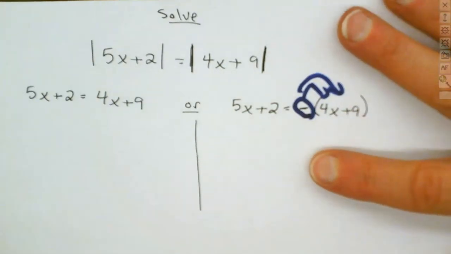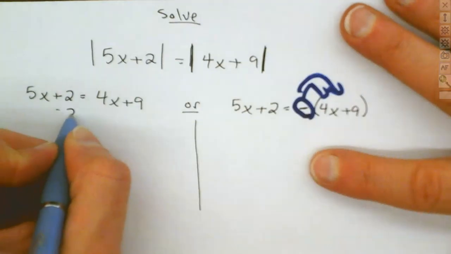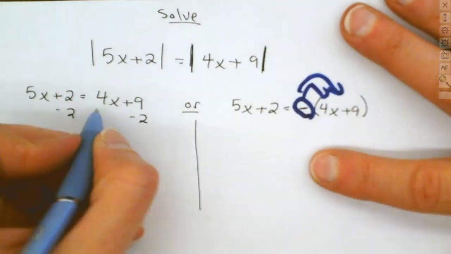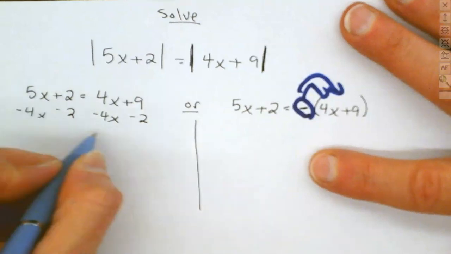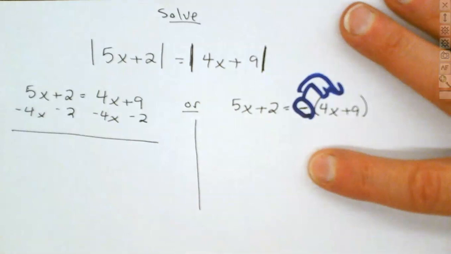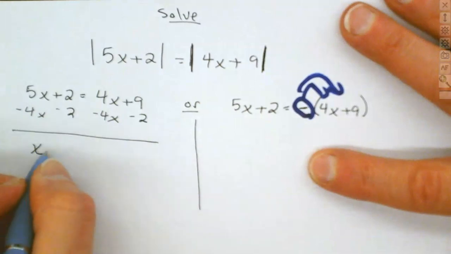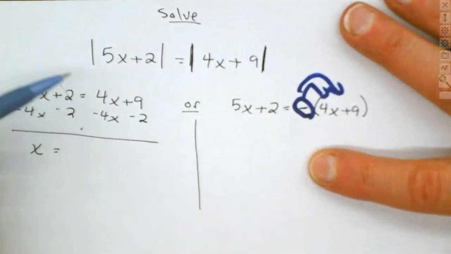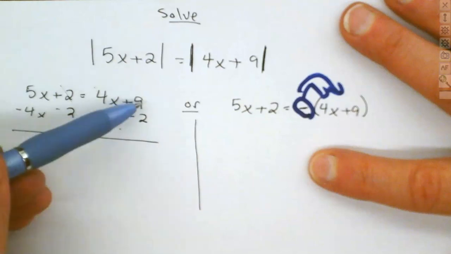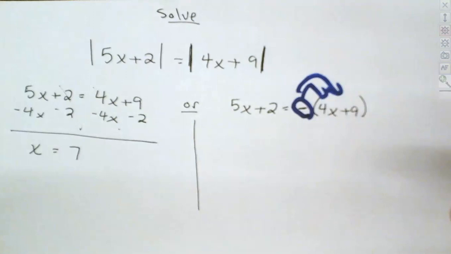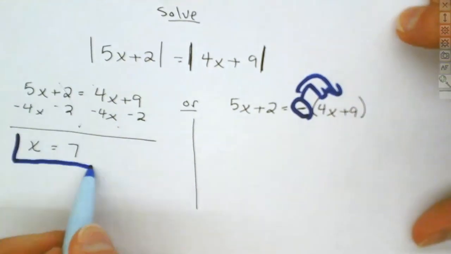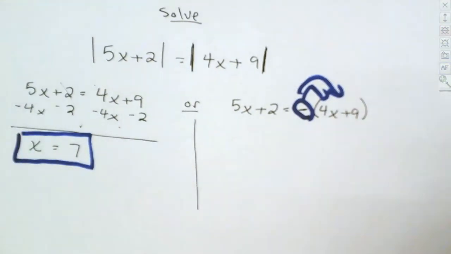So I'm going to work on the left one first. So I'm going to move that 2 over. And I'm going to move that 4x over. You can do two things at once. 5x minus 4x, that leaves you with a single x. 2's cancel. 4x's cancel. And 9 minus 2, well, 9 minus 2 is a 7. So there's that one. What about the other one?